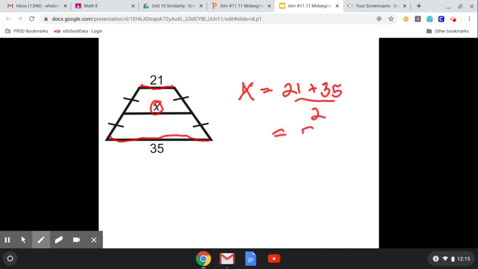21 plus 35 is 56, divided by 2 is 28. So the length of the mid segment of this trapezoid is 28.